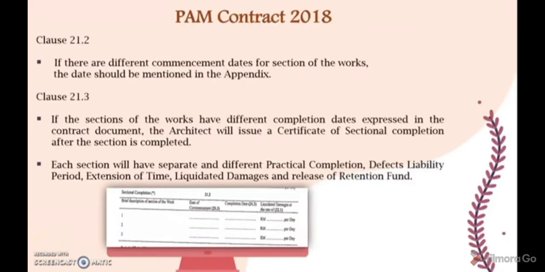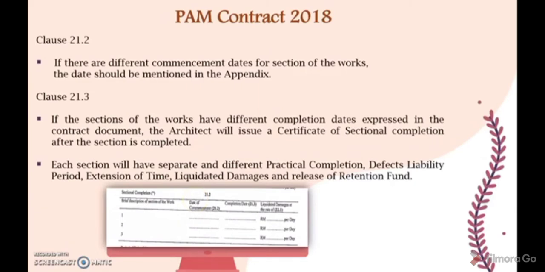Next, in the PAM Contract 2018, the relevant contractual provisions regarding sectional completion are mentioned in clause 21.2 and clause 21.3. So basically, clause 21.2 explains that if there are different commencement dates for sections of the work, the date should be mentioned in the appendix as below. So here is the column that needs to be filled up for the date of commencement.